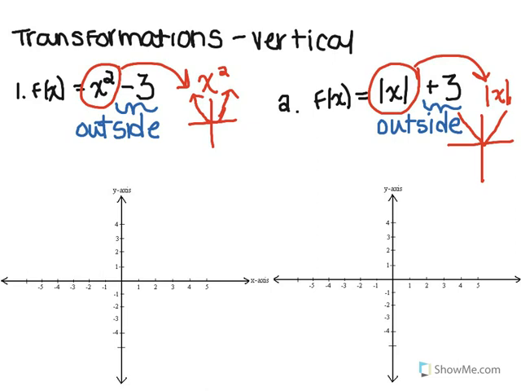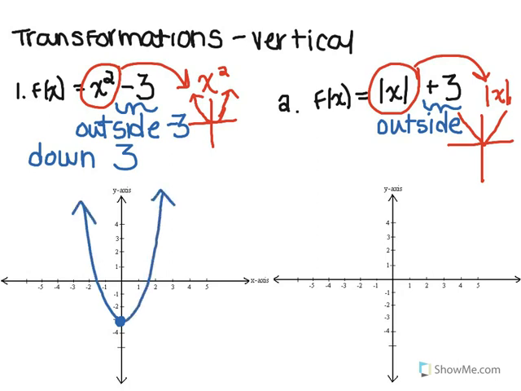So for number 1, if outside the function we have a minus 3, that actually means we would take the whole graph and move it down 3 units. So if I look at my regular x squared graph, it normally goes through the point 0, 0, and now I'm going to take that point and shift it down 3. So I'm going to put a point right there, and then other than that, it's going to look the same as any x squared graph.